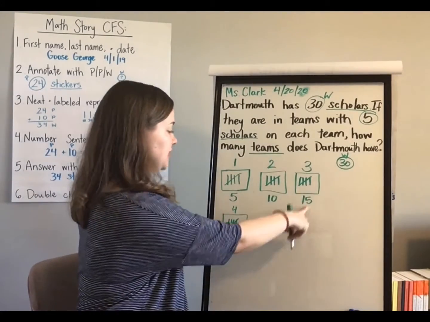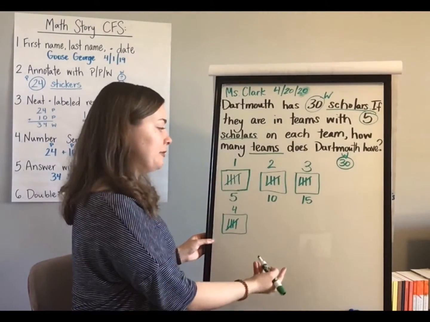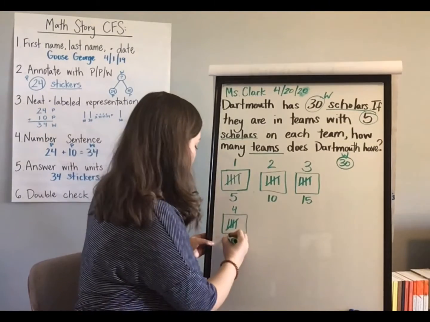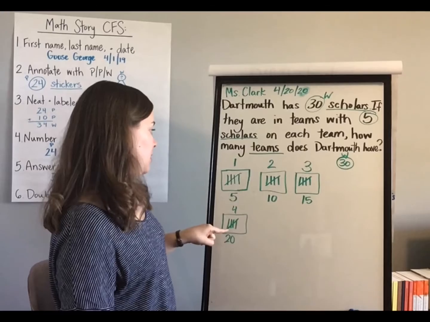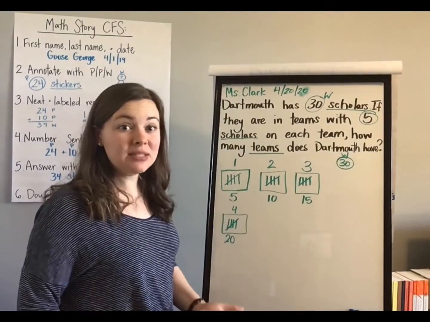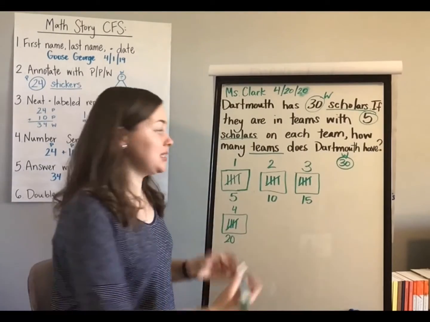So I went from 15, added 5 more. I know 15 plus 5 is 20. So now I've put 20 different Dartmouth scholars on a team. And I'm still not done. So that must mean there's more than 4 teams. Let's keep going.